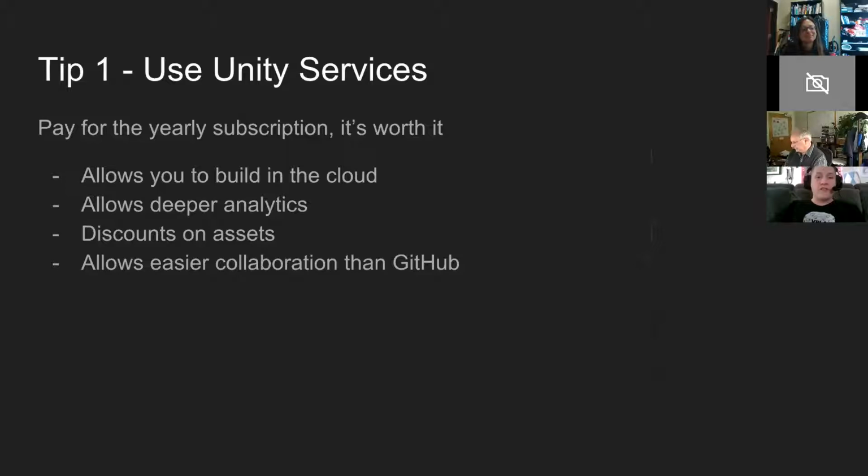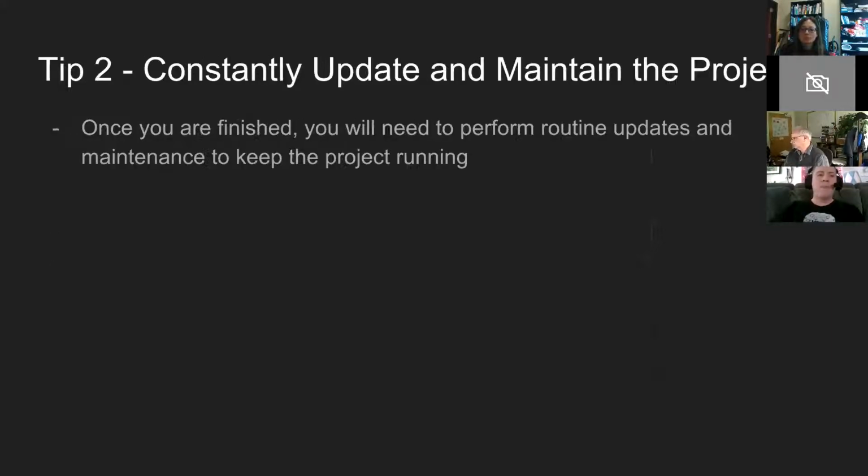So other tips, use the Unity services. It'll allow you to build in the cloud and take it away from your computer. They allow you to do the deep analytics. It's worth it to pay for the subscription. I think it's around $300 or $400 a year, but it's worth it. They give you a 20% discount on assets usually, and then also it's easier to collaborate through that if you have a small collaboration in GitHub.